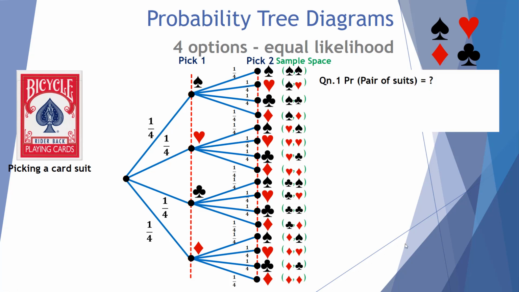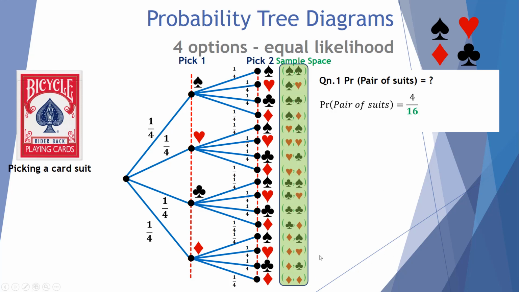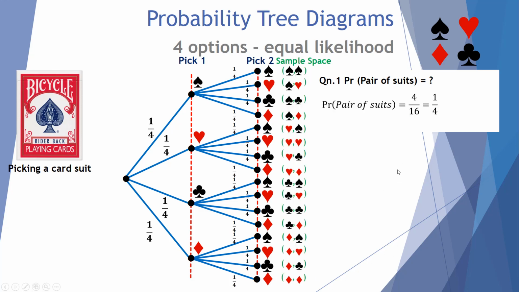Question number 1. What is the probability of selecting a pair of suits from this 2-pick option from a deck of cards? Well, let's have a look at the number of pair of suits we have. 1, 2, 3, 4 options. Pair of spades, pair of hearts, pair of clubs, and pair of diamonds. And we compare that now to a total sample space of 16 outcomes. So 4 in 16 can be simplified to 1 in 4. There's a 1 in 4 probability of selecting a pair of suited cards.